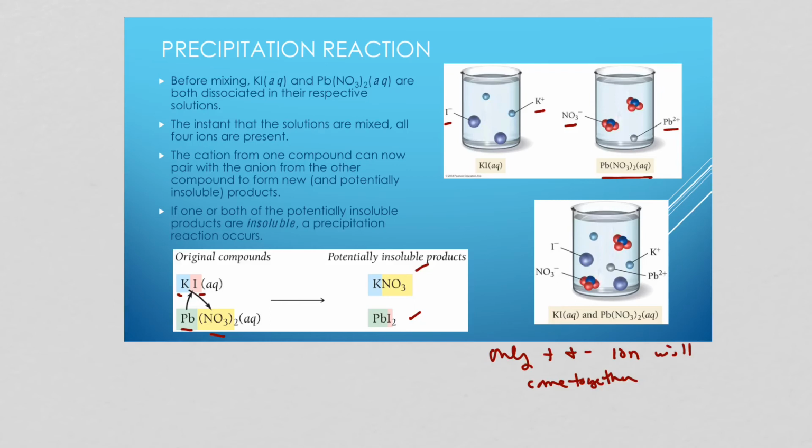This is where the solubility rules come into play. So now we need to take these potential products, look at our solubility rules, and see whether they're going to precipitate or not. So let's scroll back to our solubility rules and look at these.